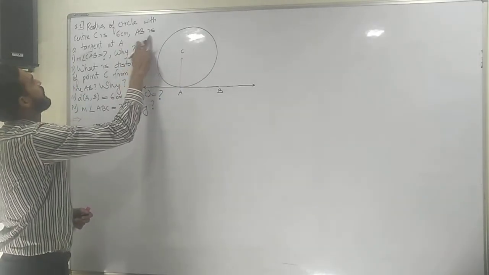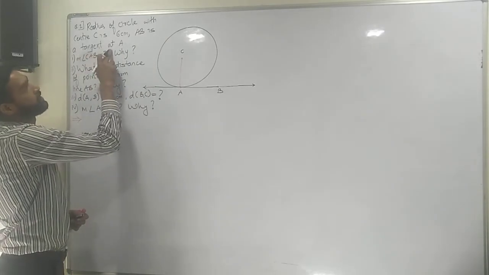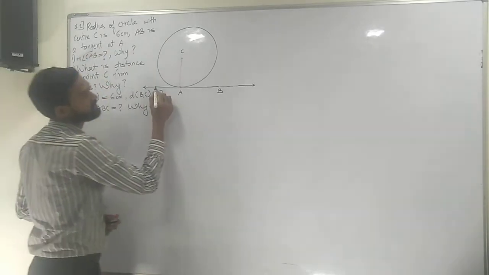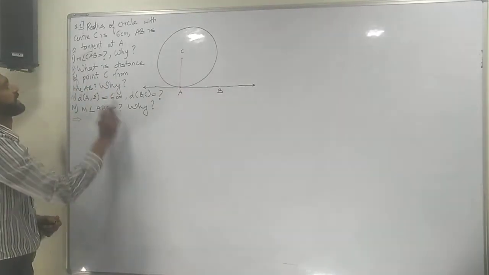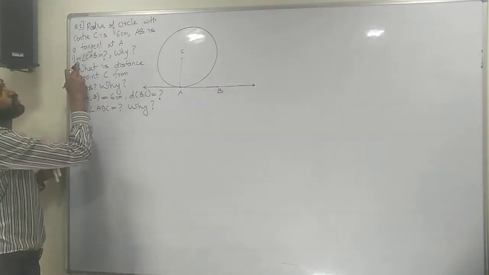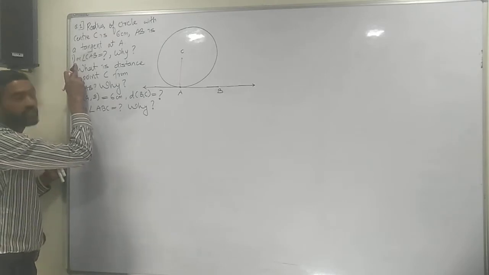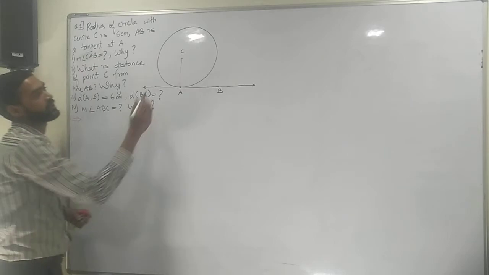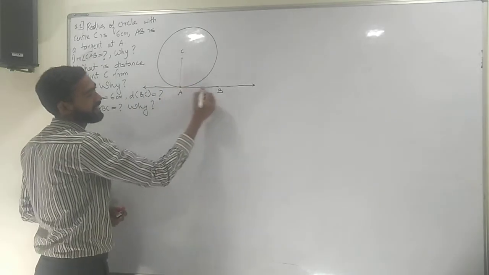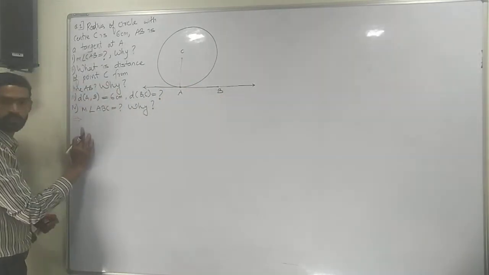Next, AB is a tangent at A. So this line AB is the tangent at point A. Next, we need to answer the following questions. The first sub question is, we need to find the measure of angle CAB. Where is CAB? Look, CAB. So let's start this solution.